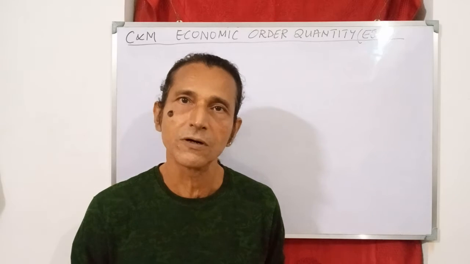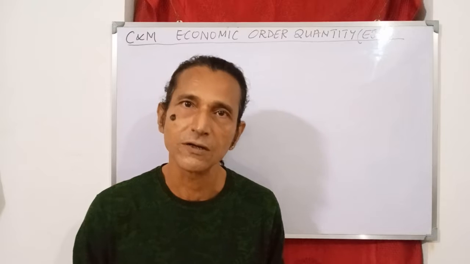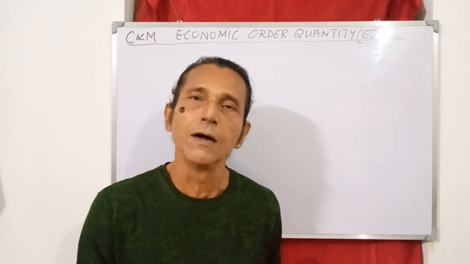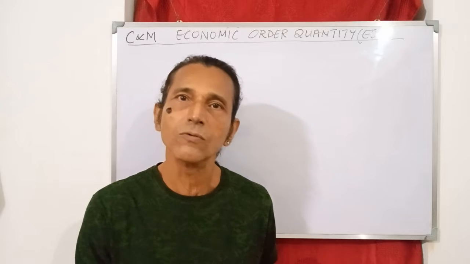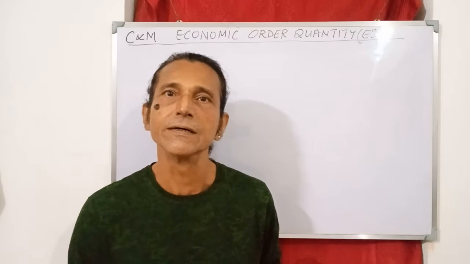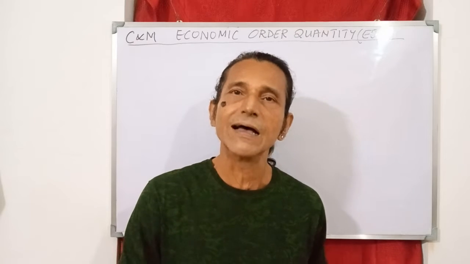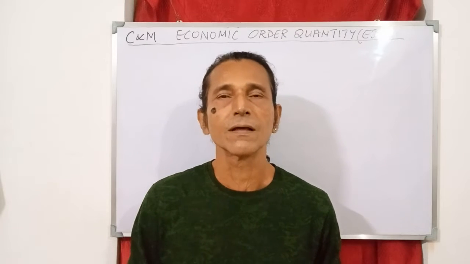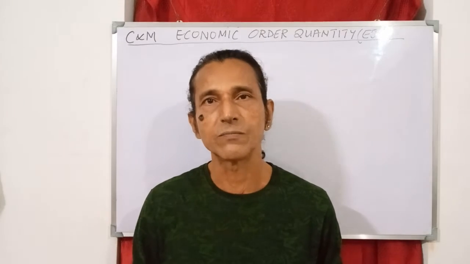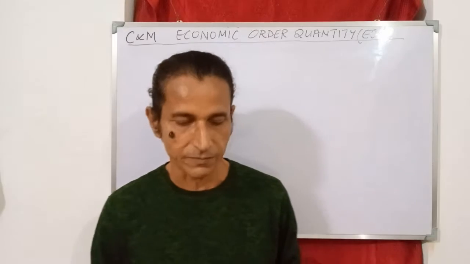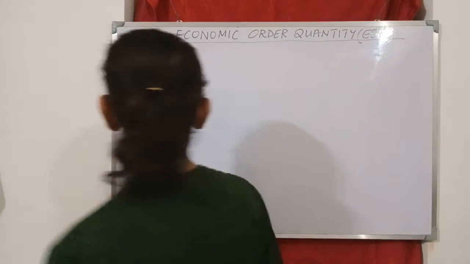So, what is economic order quantity? What is carrying cost? What is ordering cost? How the minimum cost is arrived at, and how the economic order quantity formula is derived by using simple arithmetic as well as by using calculus. And after that, I will solve one numerical problem on economic order quantity. So first of all, let us discuss what is economic order quantity.